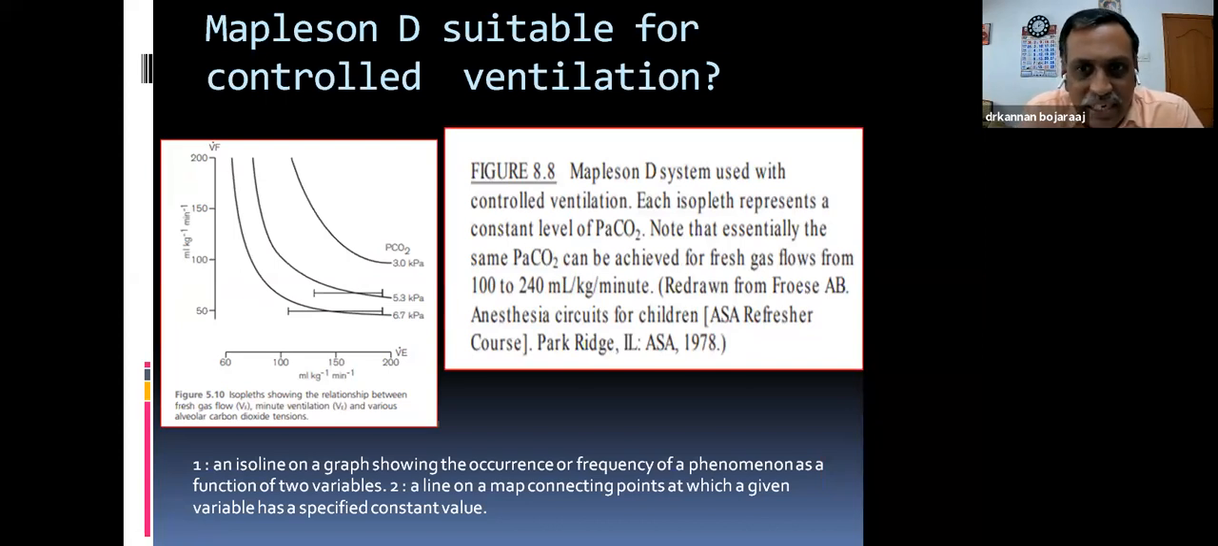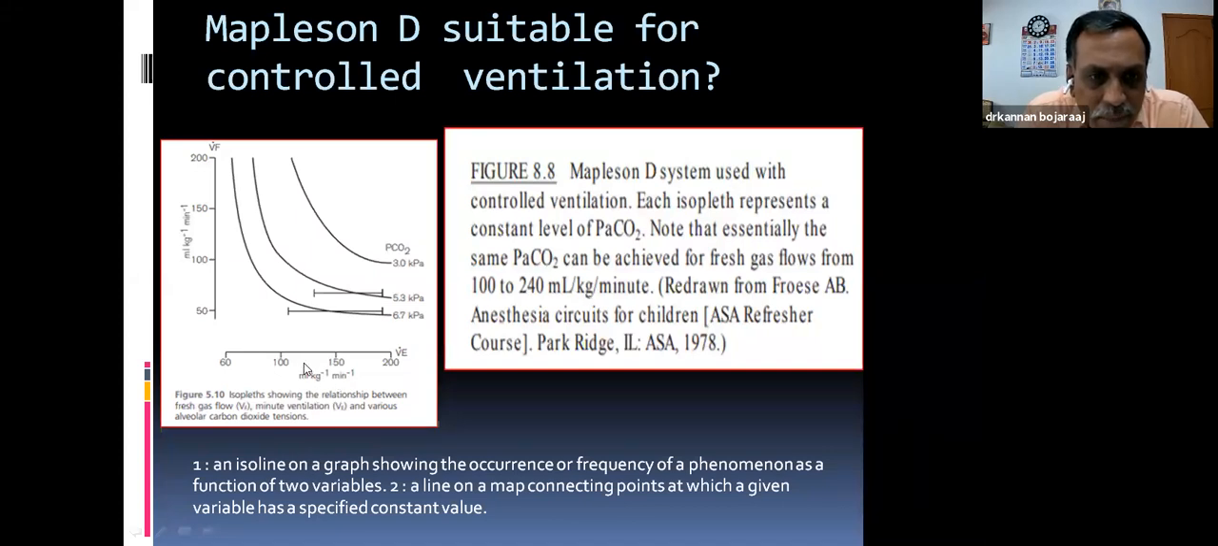The isopleth represents the constant PCO2 levels maintained by changing these two things. One is the fresh gas flow, VF, and the other is VE, the minute ventilation. See this? The same PCO2 can be achieved here: 6.7 kPa, 5.3 kPa, and 3 kPa, from fresh gas flow of 100 to 240 ml per kg per minute.